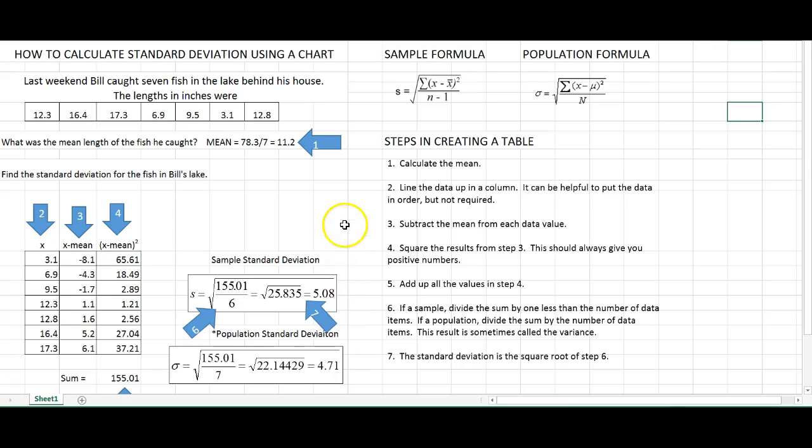The interpretation is that the average is 11.2 inches. The standard deviation of 5.08 inches describes how spread out the data is from the average of 11.2 inches. We'll explore the uses of standard deviation later on.